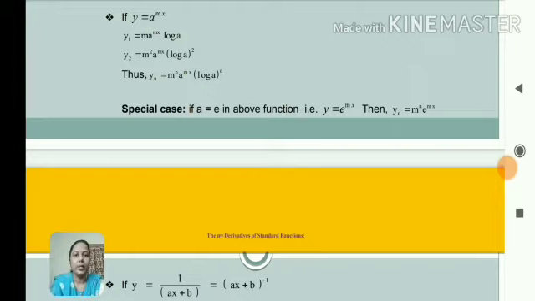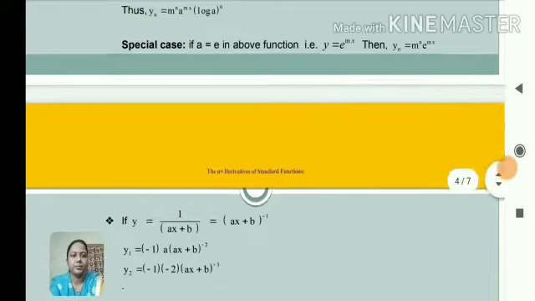Next is, if y is equal to a raised to mx, then y1 is m into a raised to mx into log a. y2 is m square a raised to mx into log a whole square, and thus we'll get yn is equal to m raised to n a raised to mx into log a raised to n. The special case is here, if a is e, then the above function becomes y equal to e raised to mx, and thus yn is equal to m raised to n e raised to mx.